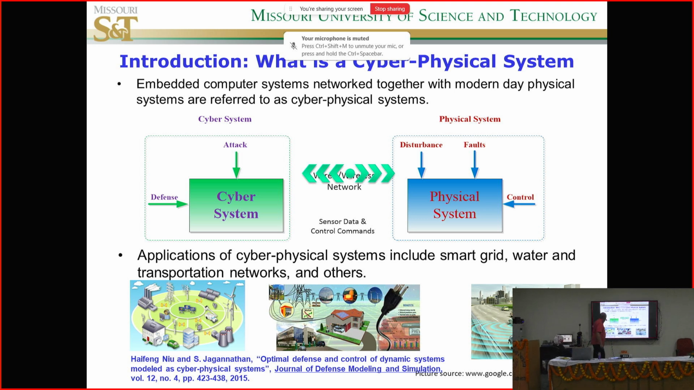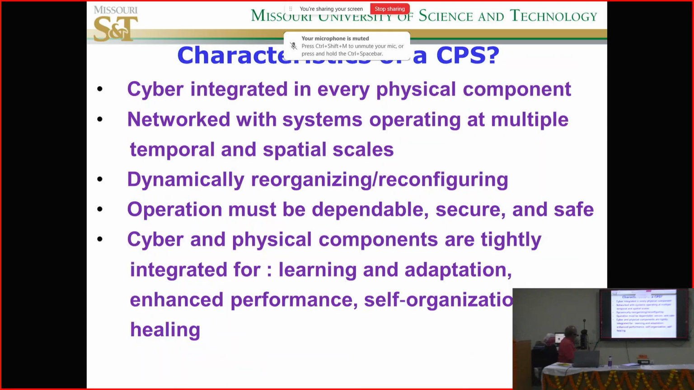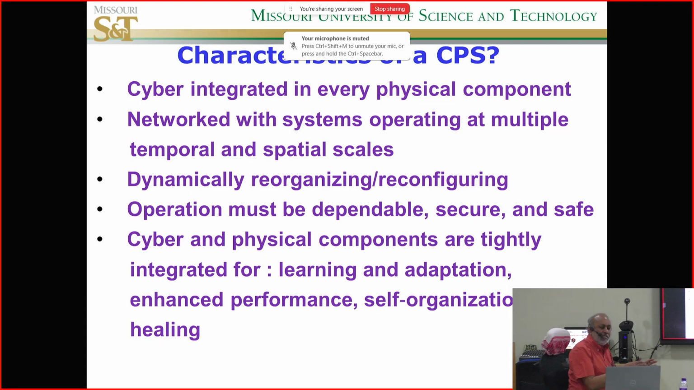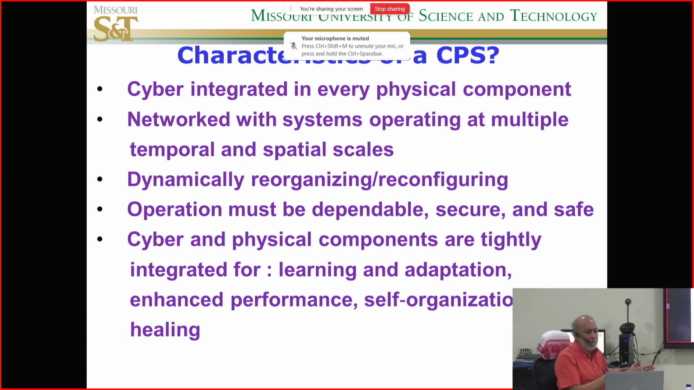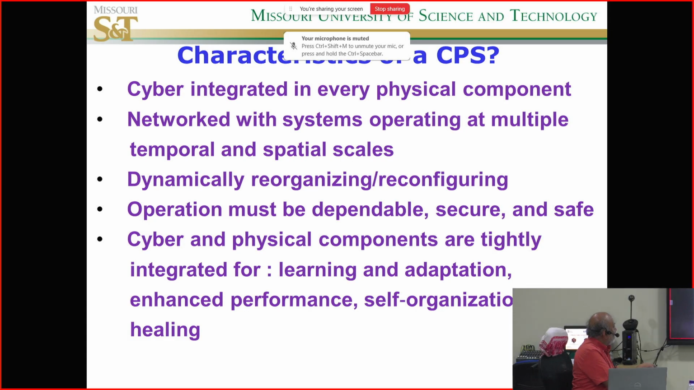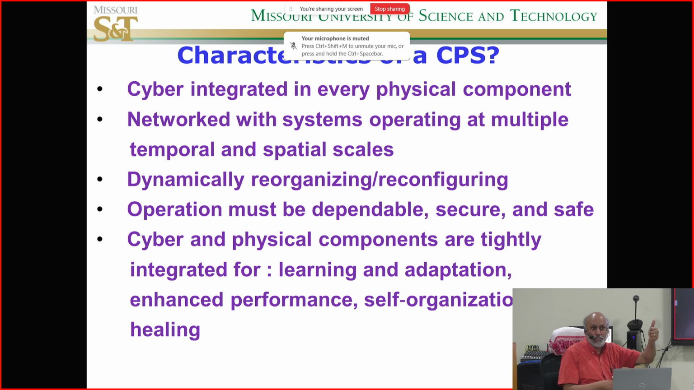So all these examples, like connected vehicles, the smart grid, any transportation networks, all these are connected, and they are called cyber physical systems. Okay, so what are the characteristics? Cyber is integrated in pretty much every physical component. And the most important thing is they operate at multiple time scales, spatial and temporal.